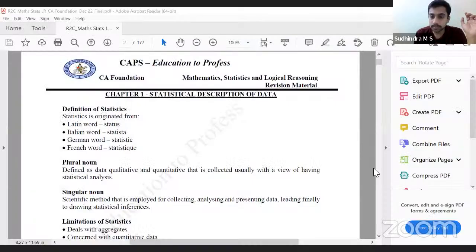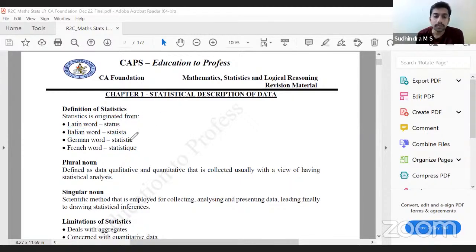That is statistical description of data. It's the basic introduction. So here we have the definition. First, to start with, the origin. The origin of the word statistics: Latin word status, Italian word statista, German word statistik, French word statistique. It can be asked in the exam, so very, very important. They can ask us to find out the odd one out. They can just give us these four, or instead of statista, they can give any other word and ask us to find the odd one out. Or they can ask, what is the German origin of the word statistics.